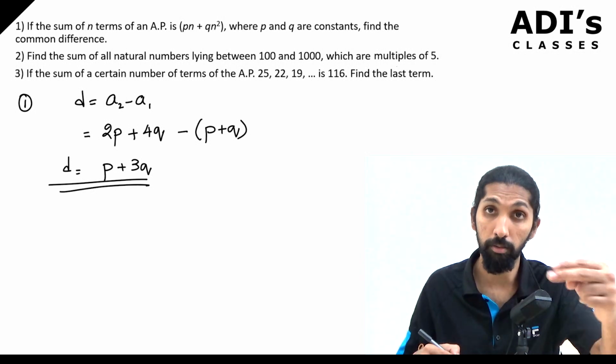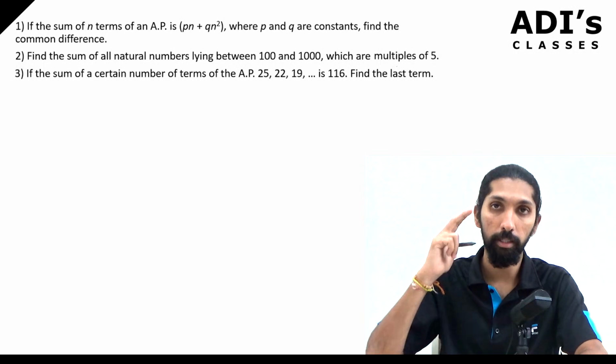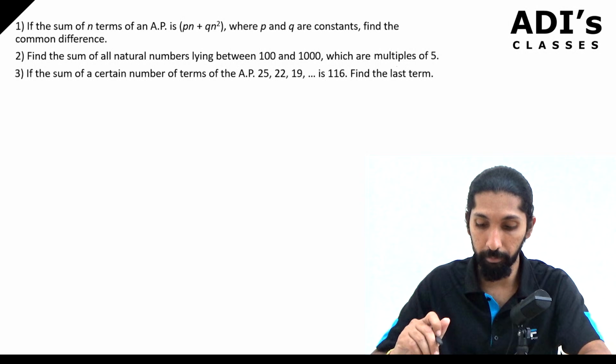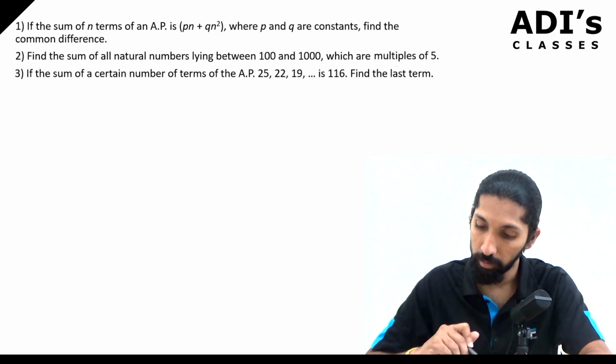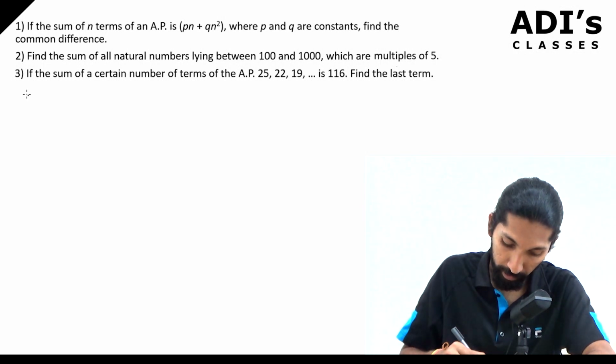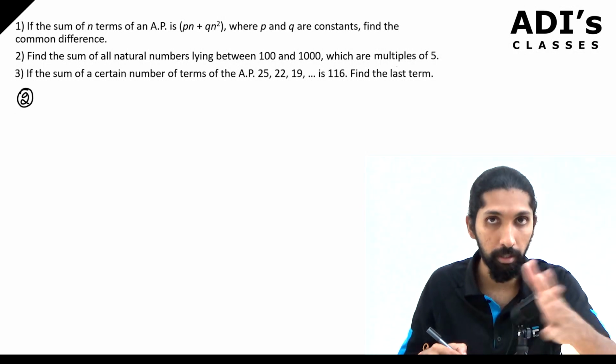Fine. Let's do the second one now. Look at the second question. Find the sum of all natural numbers lying between 100 and 1000 which are multiples of 5. Now let's start by taking the first term and the last term and the number of terms.